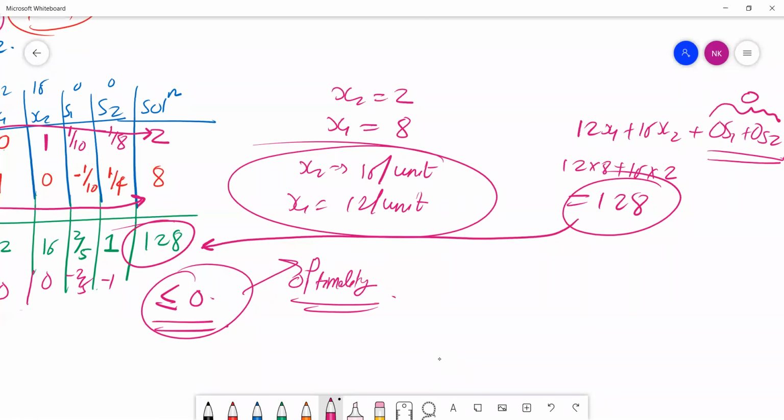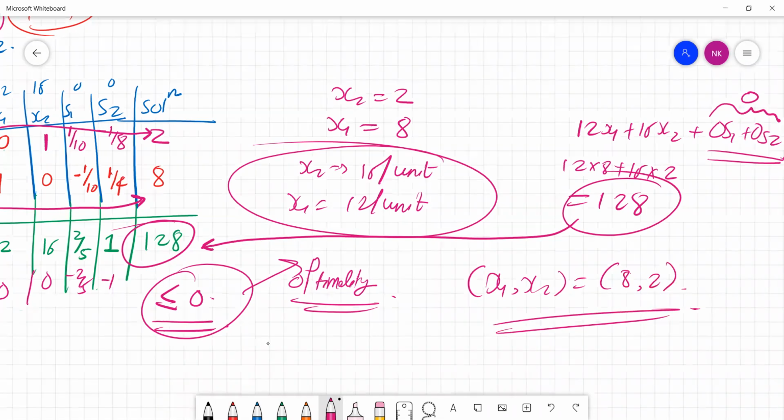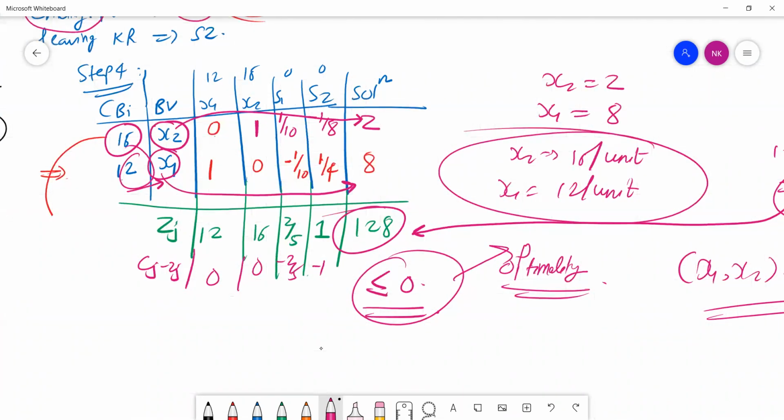So your final answer is number of units x1, x2 is equal to 8, 2. That is your answer. So once you reach the optimality condition, you just check the solution, and whatever answer you have corresponding to the solution will serve as the final answer. That's it for this particular question.